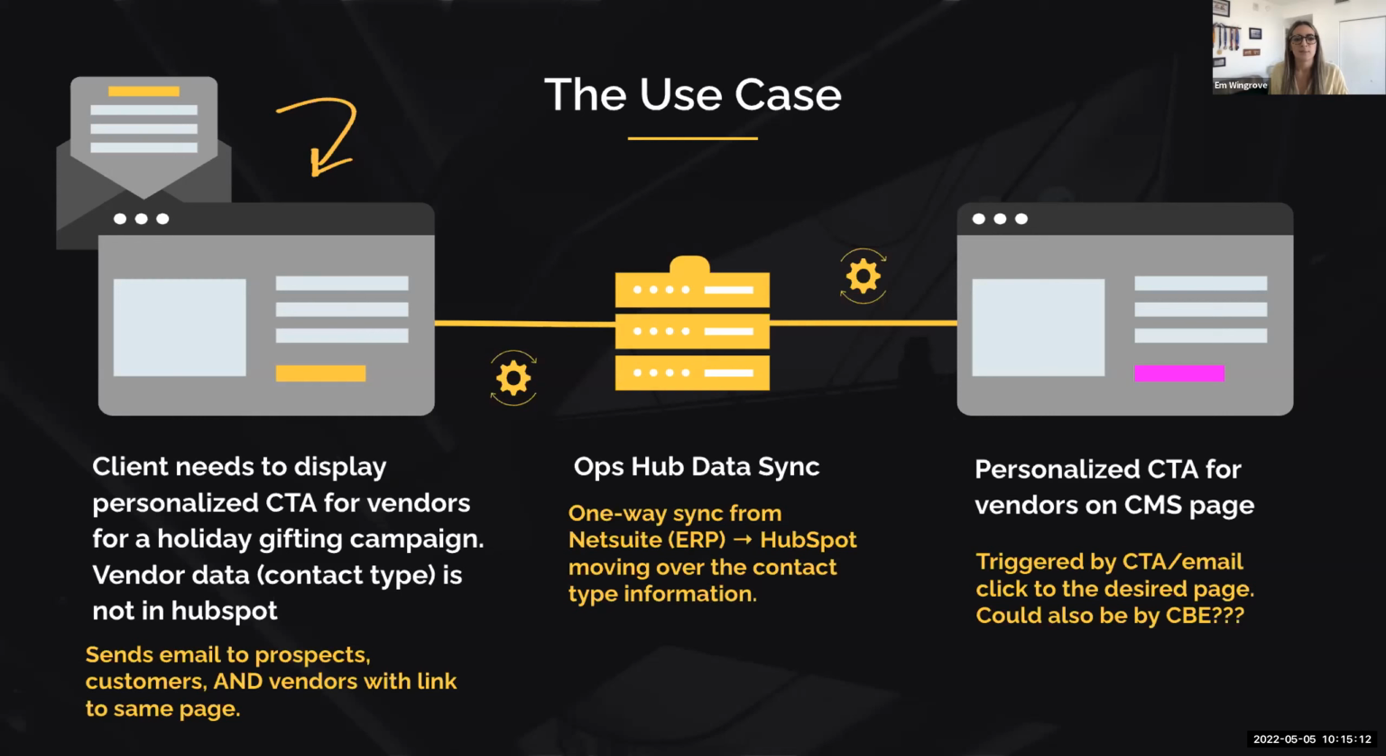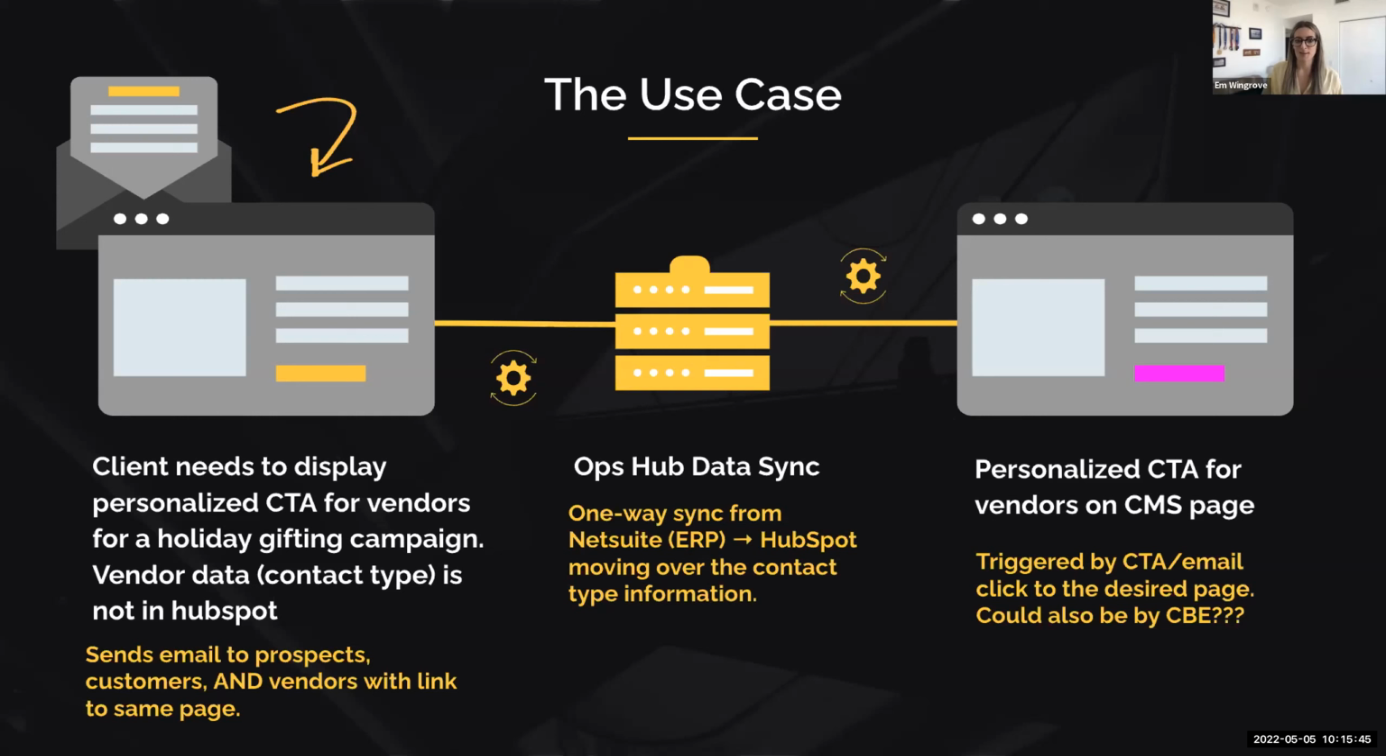So they send out an email to their prospects, customers, vendors, and they have a link that goes to the same web page. I think the workflow would be triggered off of either clicking that CTA in the email, or potentially you could do it off of a custom behavioral event. But once that happens, there's a one-way sync from NetSuite to HubSpot moving over that contact type information. And I think that it would be able to render fast enough to make that secondary page personalized. What are your thoughts on this, Jack?